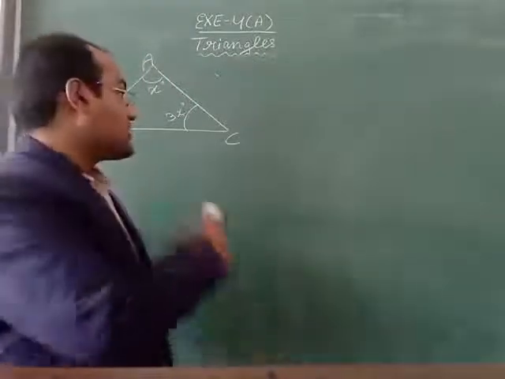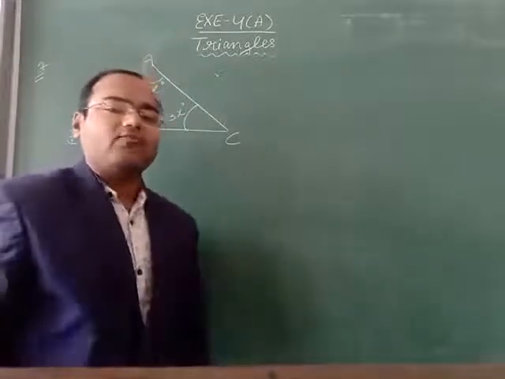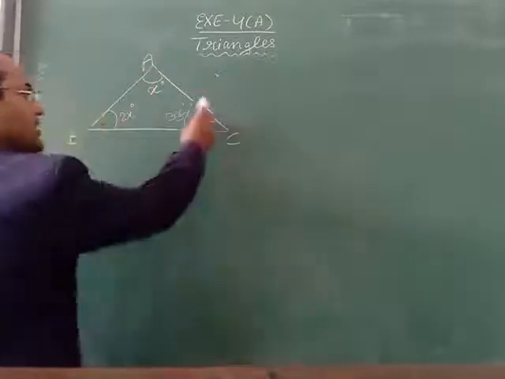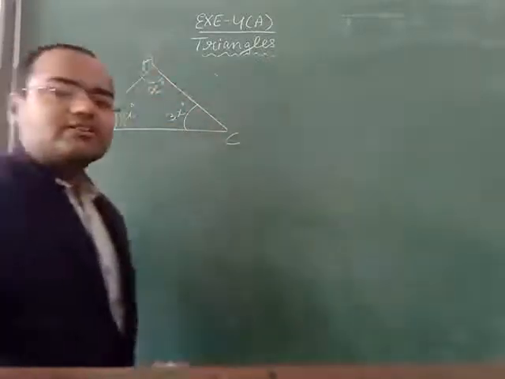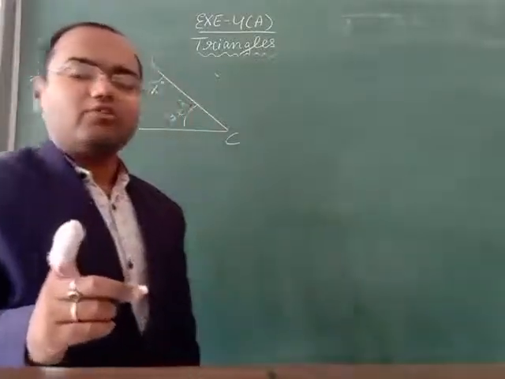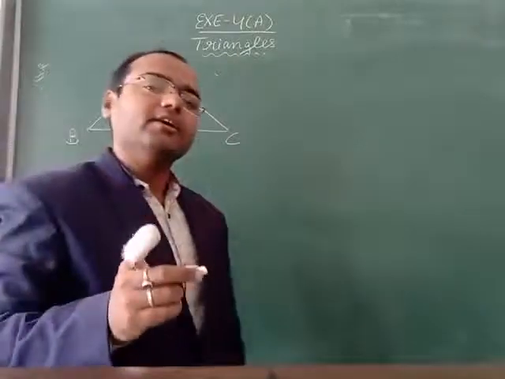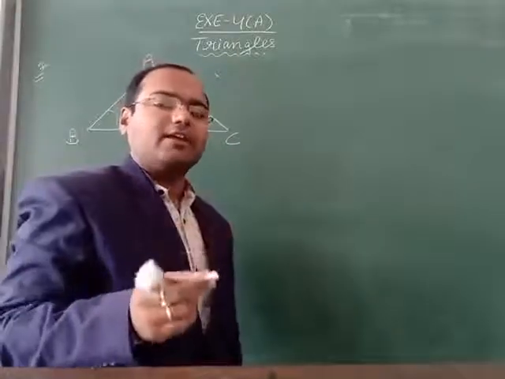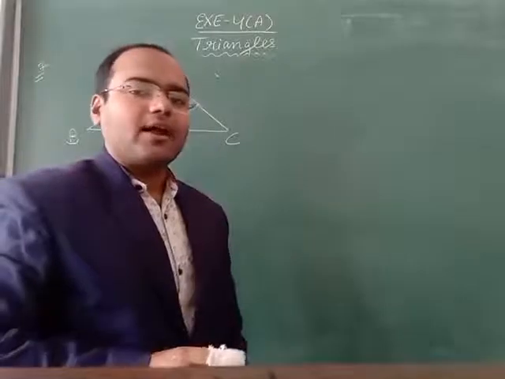In order to show that this triangle is a right angle triangle, one of the three angles, here three angles are there. Out of these three angles, any one angle value should be 90 degree. If any one angle will be 90 degree, then we can say this is a right angle triangle.